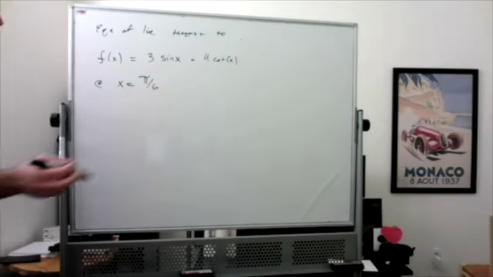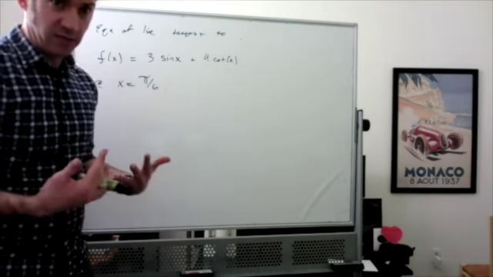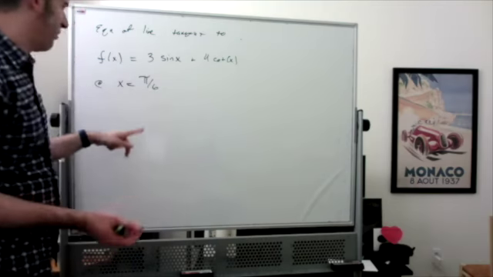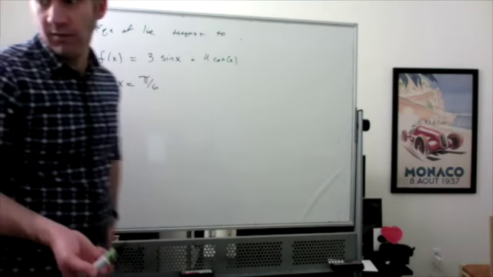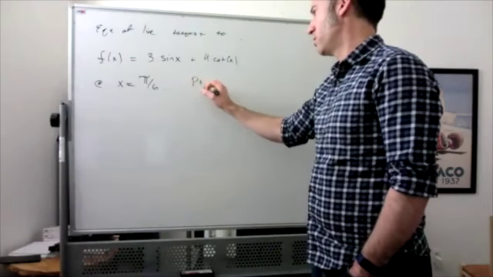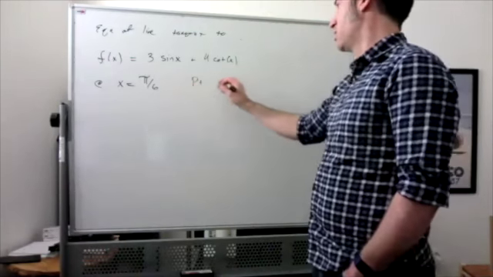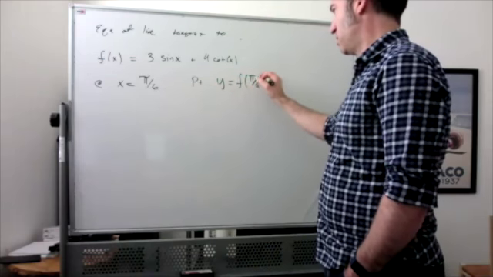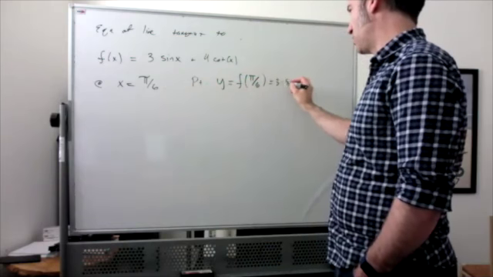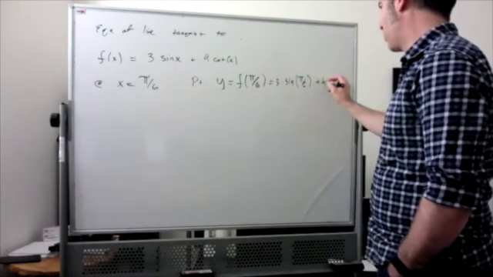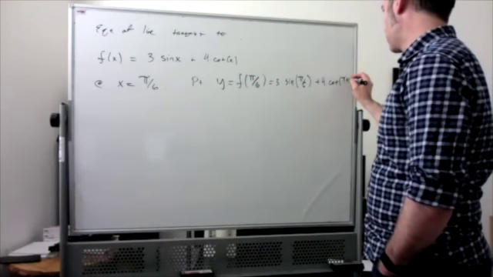Okay. So find the equation of a tangent line. Need two things: point, slope. We have half a point, so we need the point. I mean, don't need the point first, but let's define the point first. So the point, we know that x is pi over 6. The y value is going to be f of pi over 6, which is going to be 3 times sine of pi over 6 plus 4 times cotangent of pi over 6.